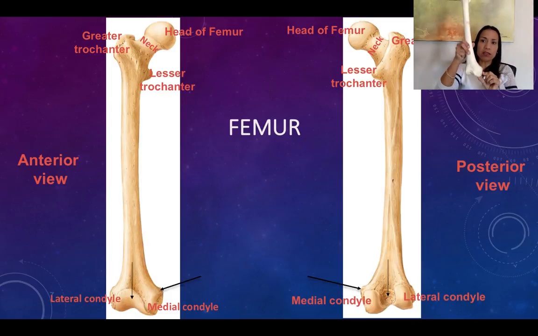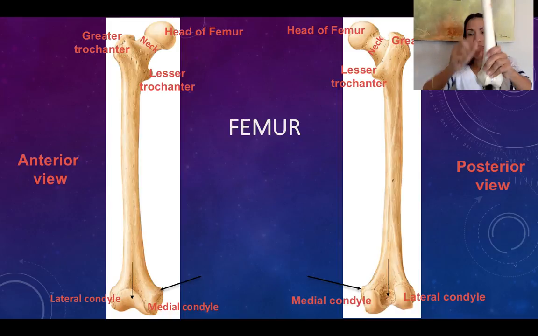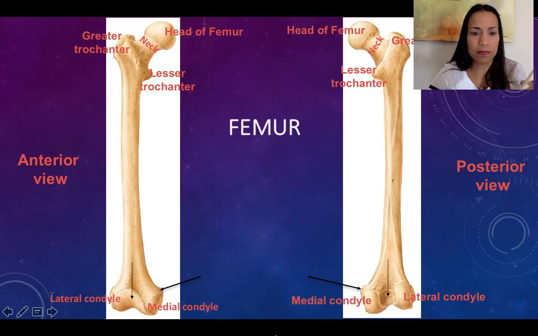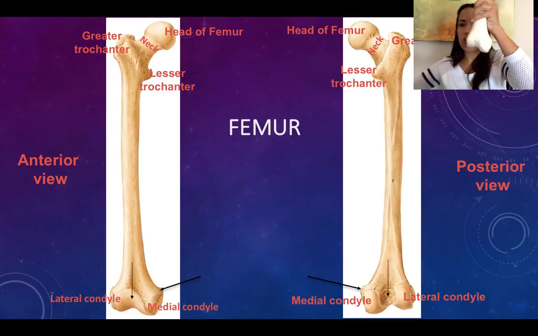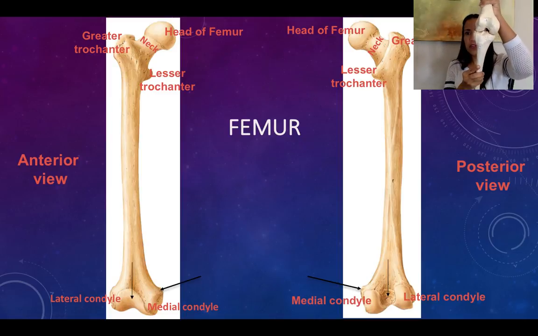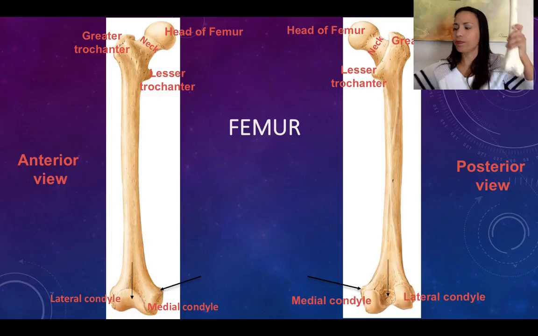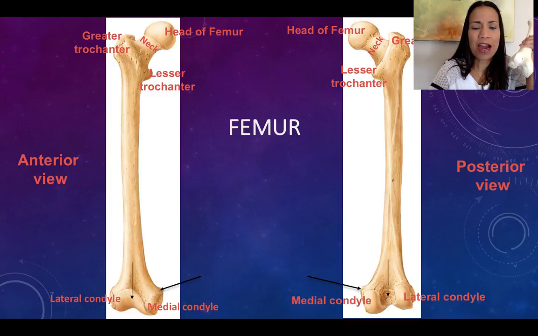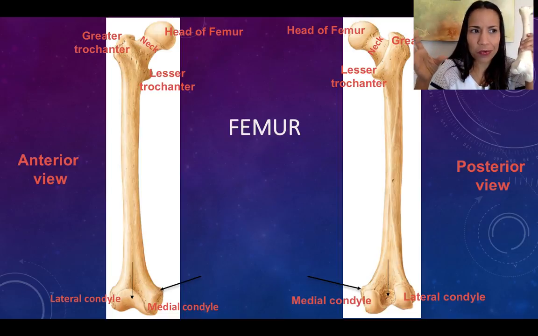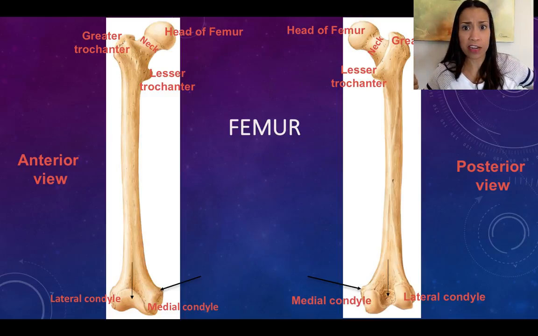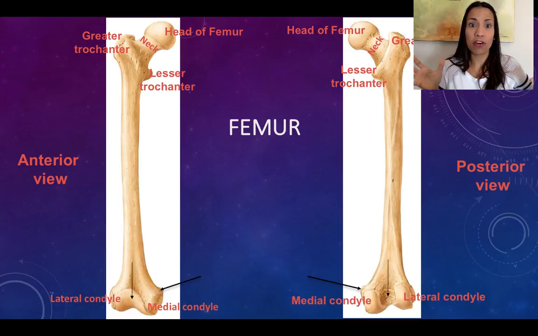So which one is medial? Of course, the one on the same side of the head of the femur, and the other one is the lateral. Medial and lateral condyle. What is this for? Well, they're going to articulate with the tibia to form the knee joint. That we'll describe later. Now, where do you expect to find, and I hope you have already watched the video lectures from chapter 9 on joints, so you are familiar right now with the movement.